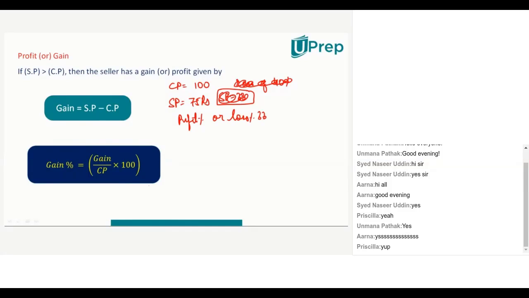First, decide whether we have a profit or a loss. What is it, Unmana? Do we have a profit or do we have a loss? It's a loss. So we have a loss. Now, what is the loss percentage, Unmana? Stay on call and finish this. What is the loss percentage now?